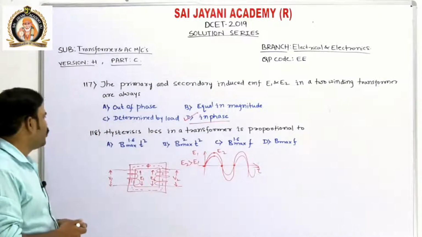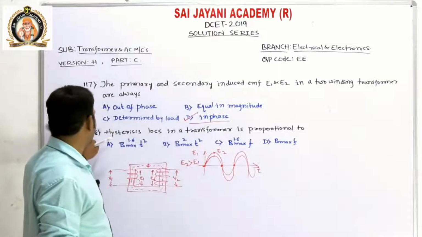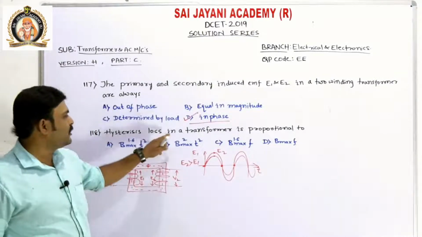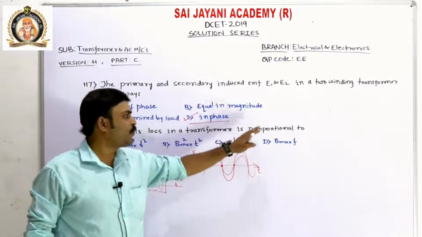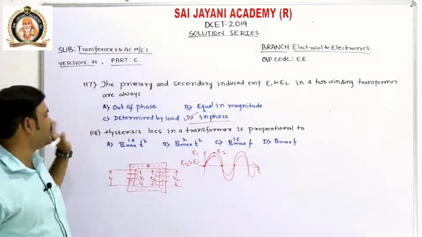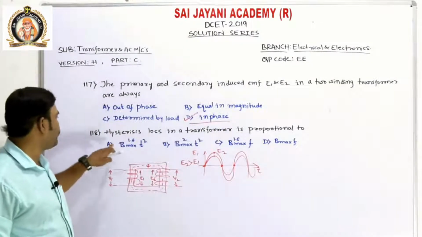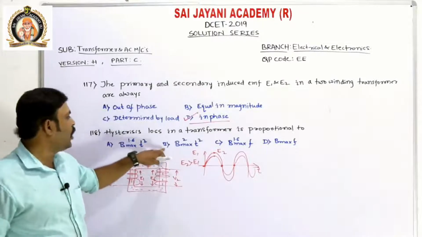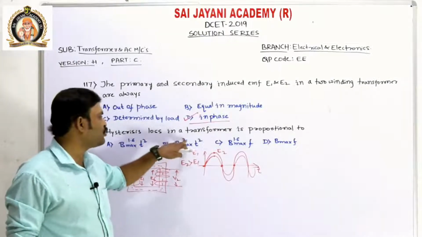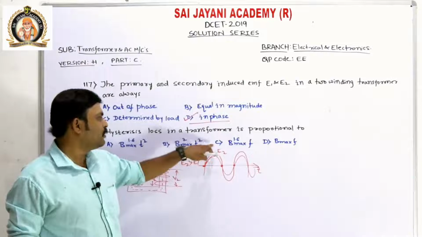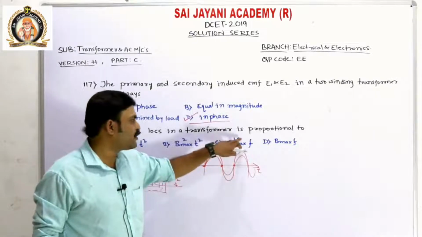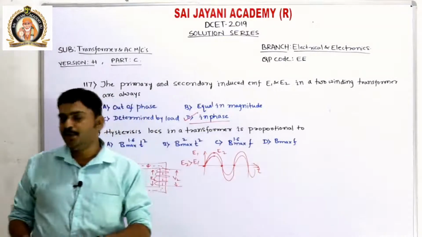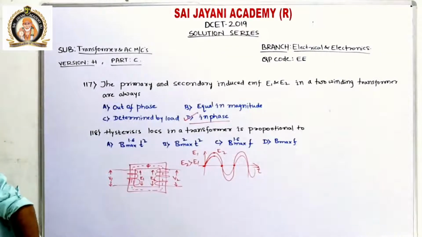Similarly, let us move on to the next question, question number 118. Hysteresis loss in a transformer is proportional to dash. See the options. Option A, B max raised to 1.6 into T square. Option B, B max raised to 2 into T square. Option C, B max raised to 1.6 into F. Option D, B max into F.